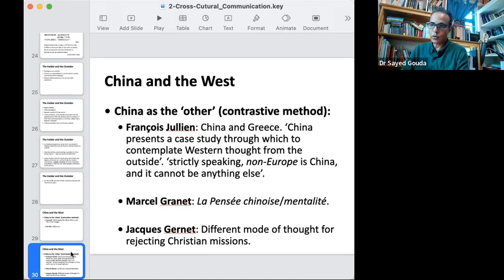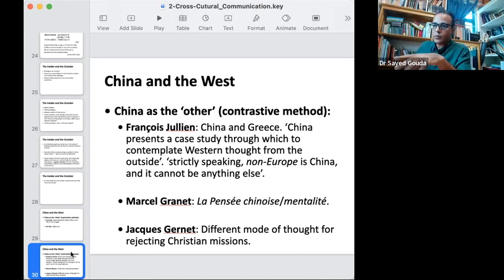Like, for example, François Jullien, in many of his writings, he always compared China and Greece, especially ancient China and ancient Greece, and always introduced Chinese culture and Chinese civilization as quite the opposite of ancient Greece. Like he introduces two columns, this is what's done in China, this is what's done in Greece, and they're always completely the opposite, okay?